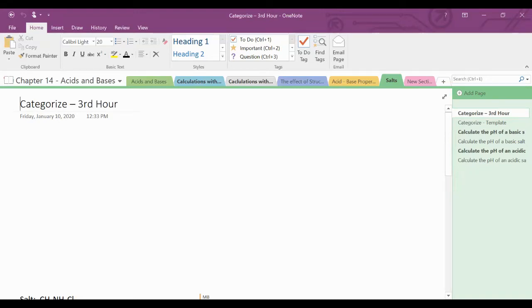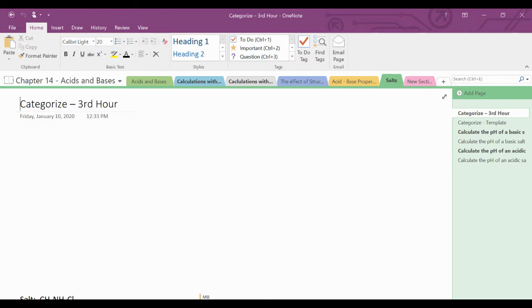All right, we are going to wrap up chapter 14 today, and we are going to look at section 8, which is acidic and basic properties of salts. So we're going to do a couple of things in this section. The first is we're going to look at classifying a salt, and then after that, we're going to look at how to find the pH of our salt.